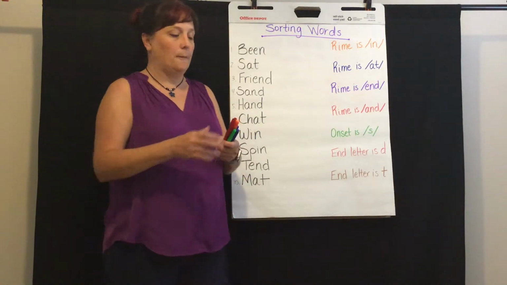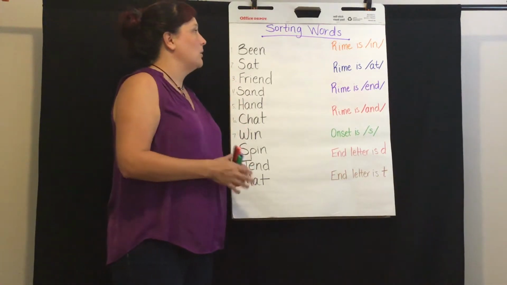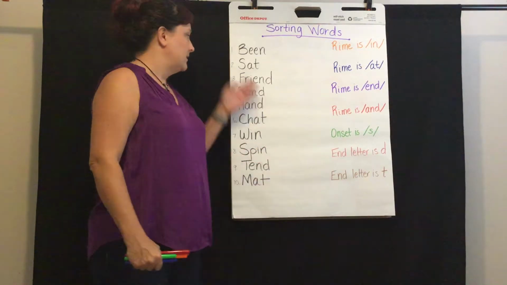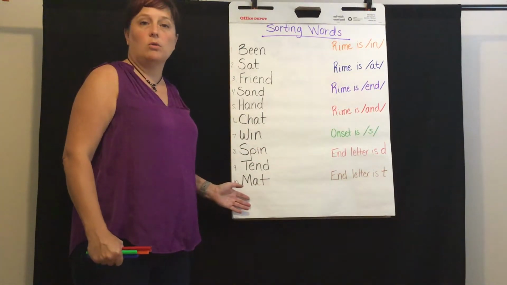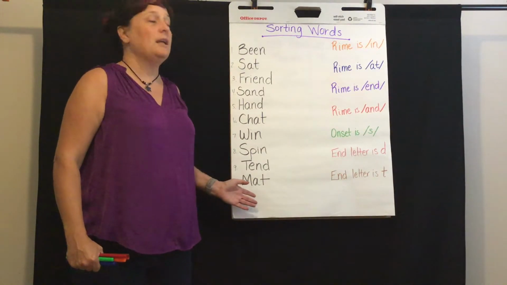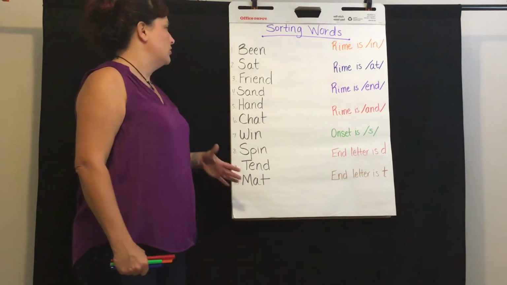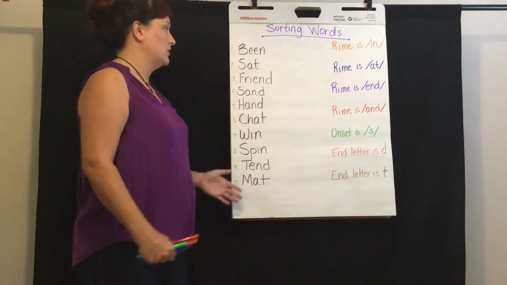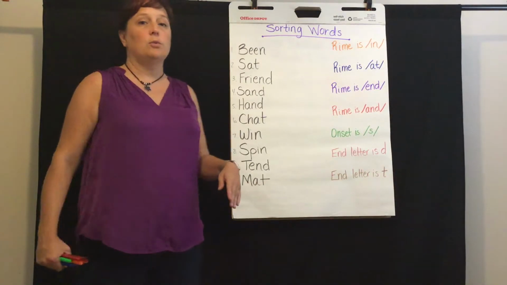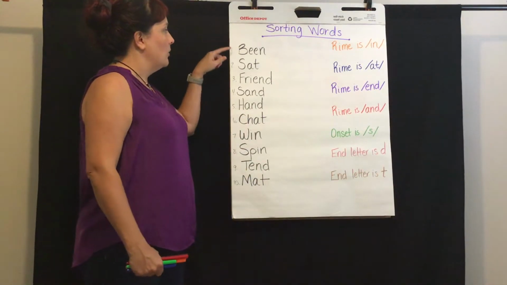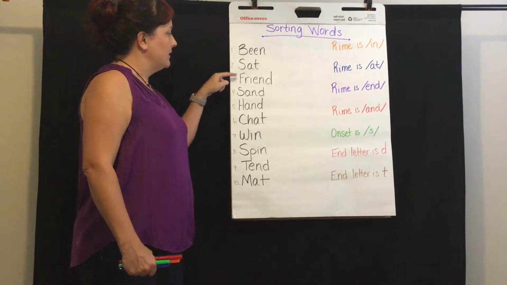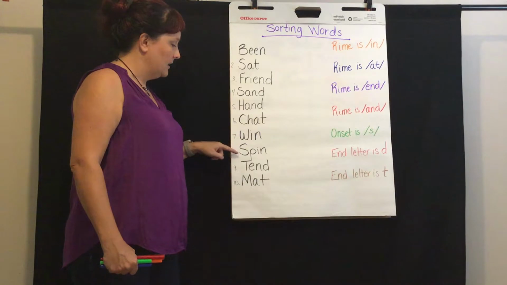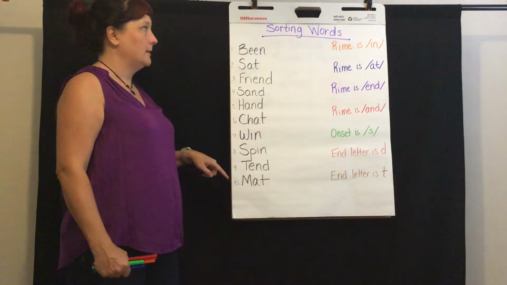So, the first example I'm going to give you is sorting words. This might be something I would do as a whole group. These might be our word wall words or our sight words or the words we're learning for the week. I'm going to break them up for them and see if they can sort them and visualize these words a different way. We would go through the words first and say them together: been, sat, friend, sand, hand, chat, win, spin, tend, mat.